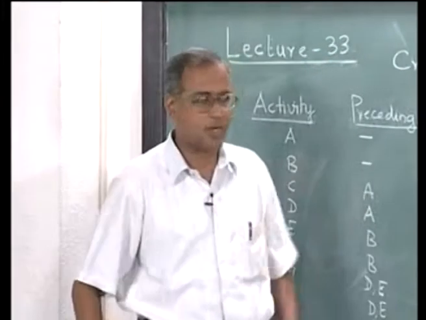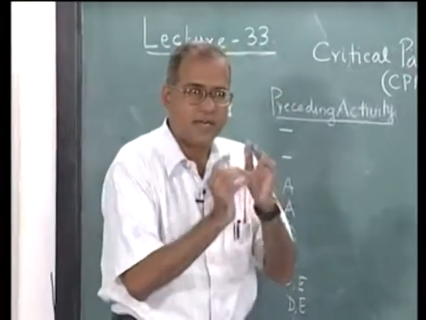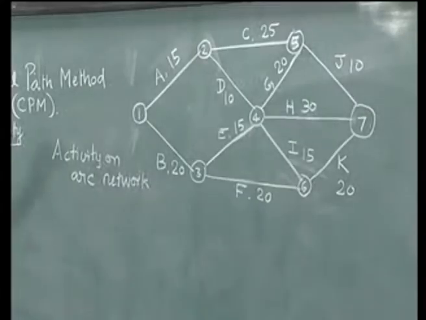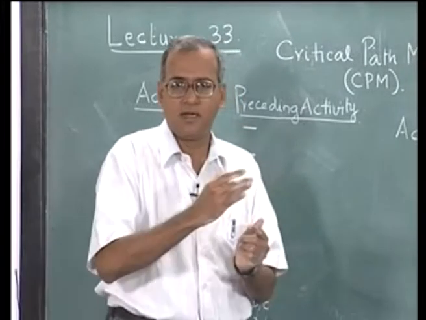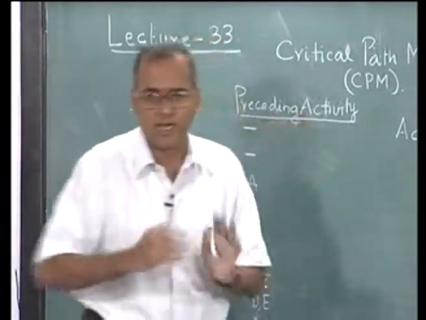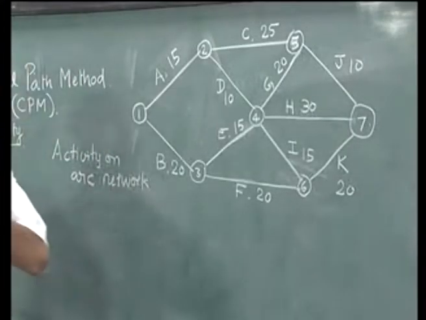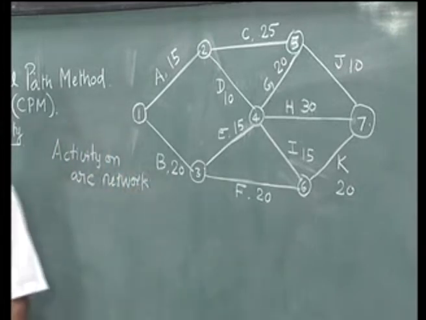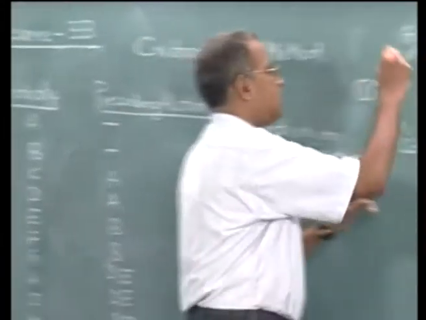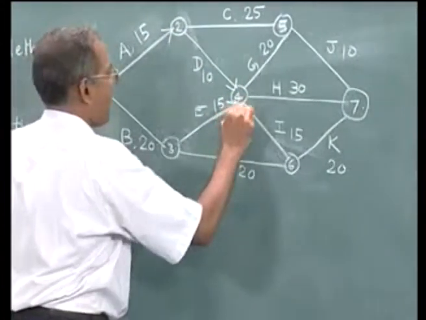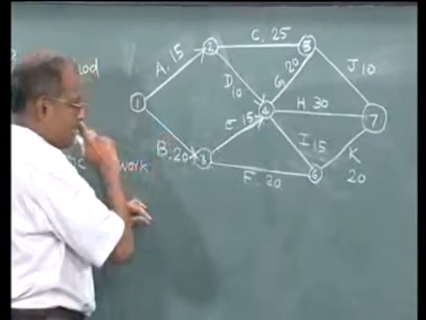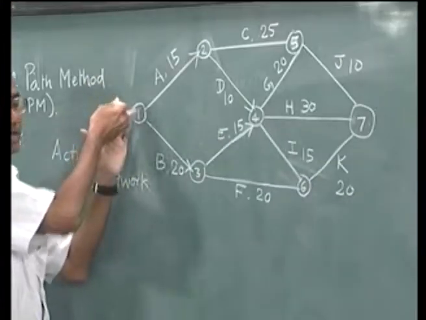We could also draw something called an activity on node network, where the activities are shown as nodes. Here events are shown as nodes. An event essentially indicates the beginning or end of either an activity or a set of activities. So, we could have an activity on arc network, or an activity on node network. In this lecture series, we would consistently have activity on arc network. We also need to put arrows here, because this is A, B would start somewhere here and end with this.